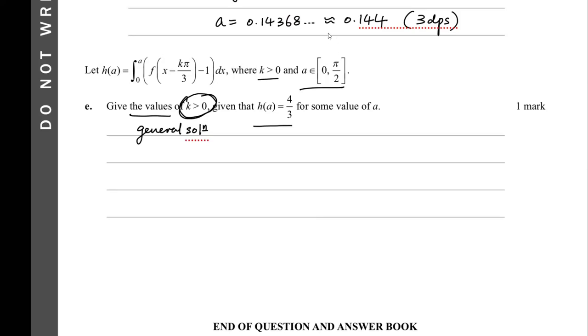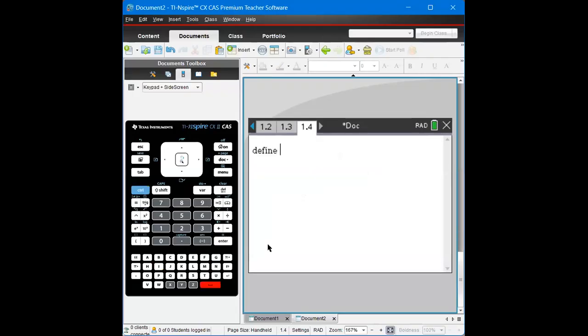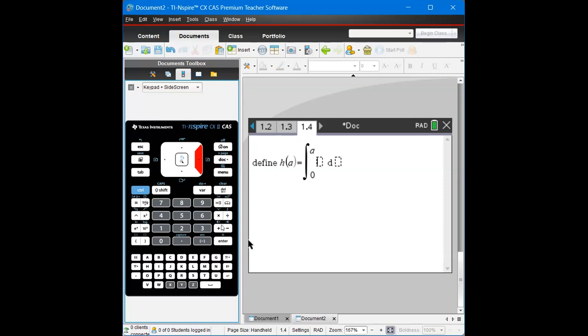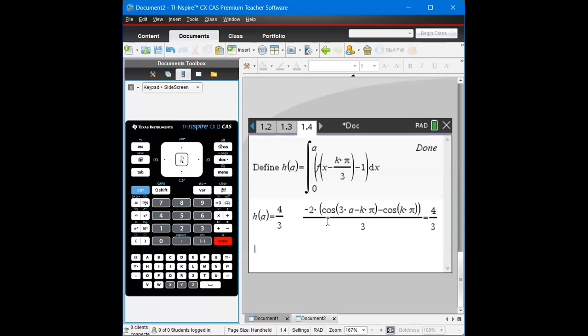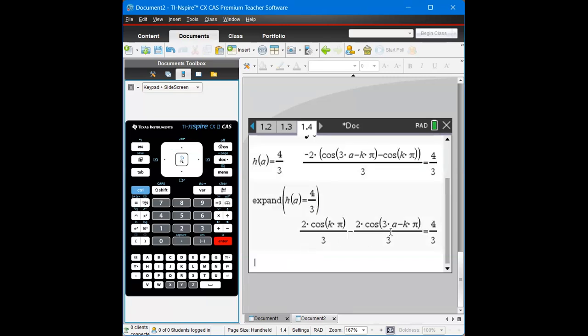Now, define h of a equals the integral from 0 to a of f of x minus k times pi over 3 minus 1 dx. Okay, so instead of typing solve first, I will actually type out the equation and get the CAS to simplify for us. So basically, we have this equation, minus 2 over 3 cosine something minus cosine something equals 4 over 3. If we expand that, we may get the expressions easier to be observed.